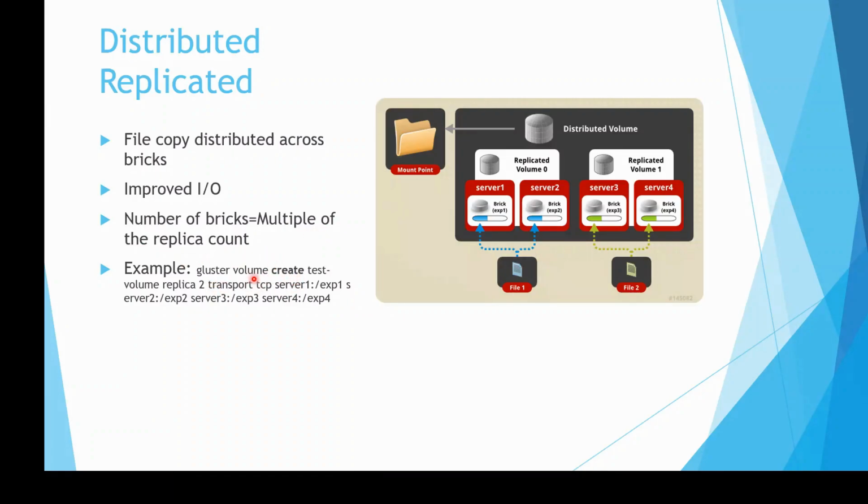And here you see the command. We are telling Gluster to create a volume test-volume with 2 replicas. That means that file 1 will have 2 copies. And here we say TCP is the transport layer. TCP is the protocol for server 1, server 2, server 3, and server 4 to communicate with each other. And you see the folders shared from the servers, like server 1 has exp1, and server 2 has exp2, and so on.